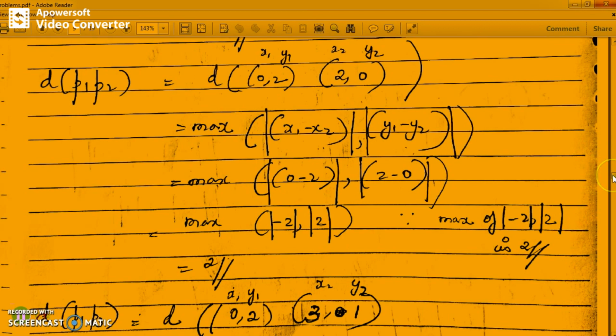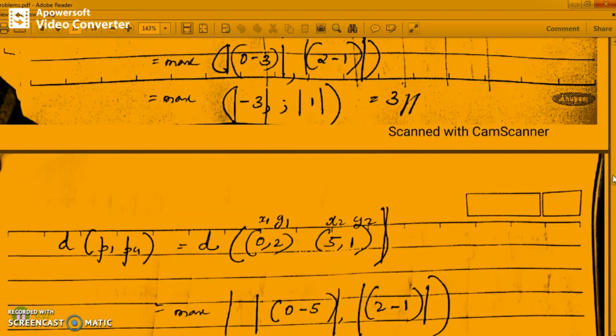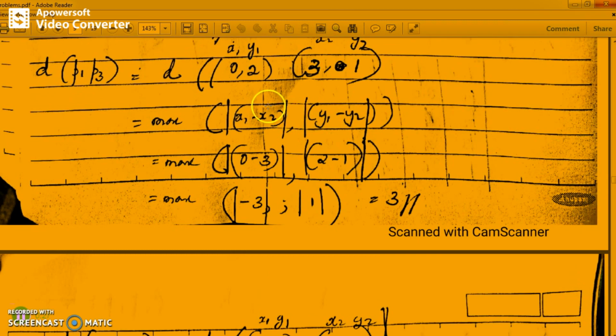Now as usual you continue calculating the distance between multiple points, that is the distance between P1 and P3, P1 and P4. Take the distance between P1 and P3. You calculate x1 minus x2 and y1 minus y2 separately, and the maximum out of 3, 1. It's not minus 3, it's plus 3, 1, and then the maximum is 3. So this is the distance between P1 and P3.